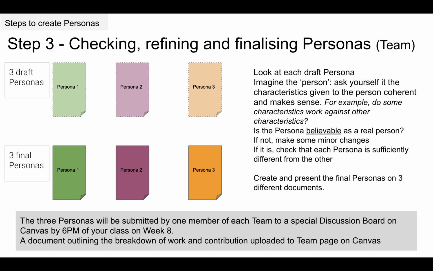Okay. If not, make some minor changes. Maybe you need to look back at the profile shades and take something else and put it there. But if it is, then fine. That's fine. You can finalize that. But make sure you check with each that they are still different from each other. Okay. And once you finish checking and they're different and they're believable and there seems to be individuality, then you can create and present the final personas on 3 different documents.